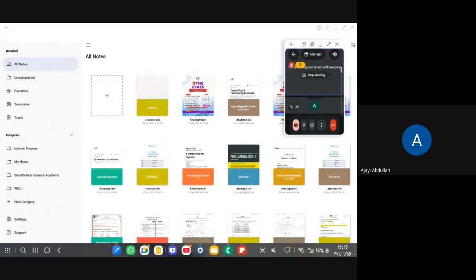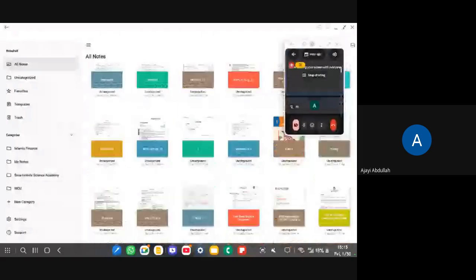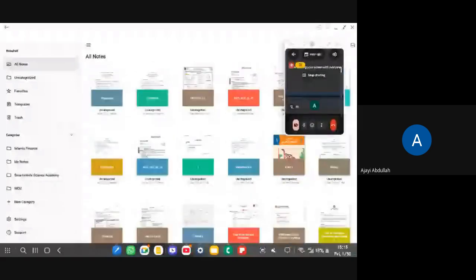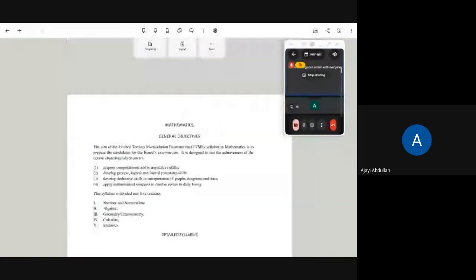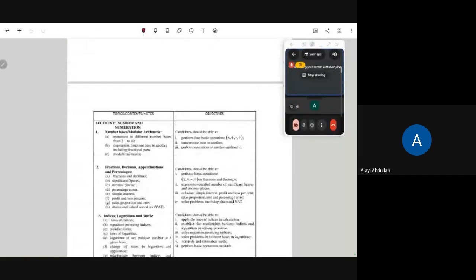So let's quickly come to the syllabus. Make sure that all the teachers are using the syllabus for you. So for mathematics, we've looked at number base, everything here. Only modular arithmetic, only that one. That's the only thing we've not looked at. We're not planning to look at it now.